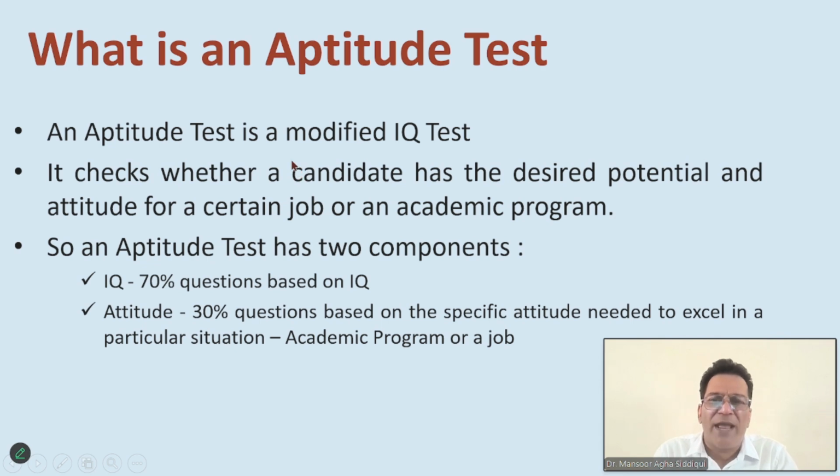If you look at aptitude tests, they have two components inside them. 70% of the questions in an aptitude test are based upon intelligence or IQ, and about 30% of the questions check you for your attitude, your way of thinking or your perception.